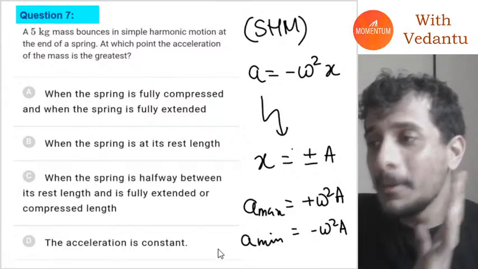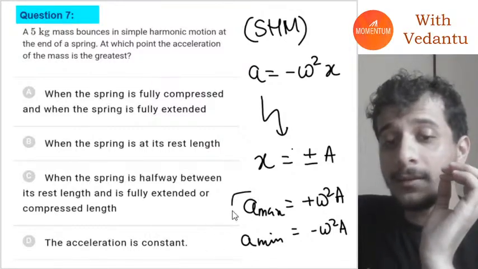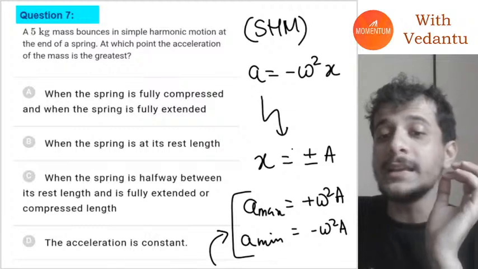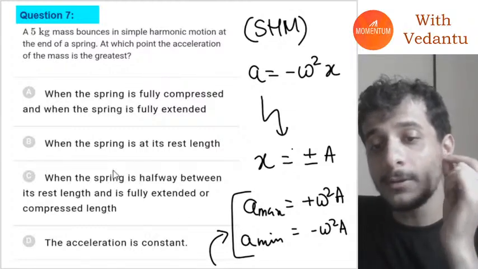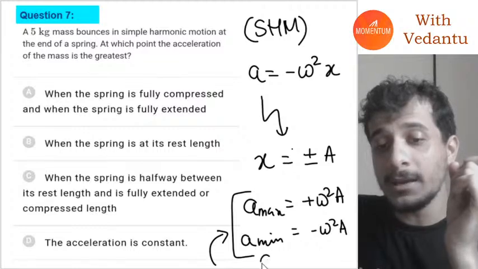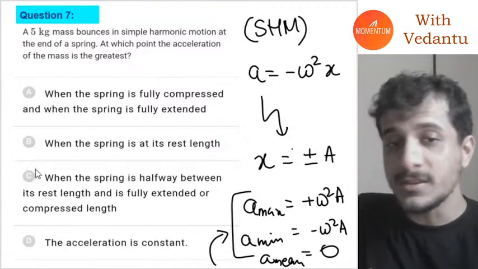If we just talk about the magnitudes, then the maximum acceleration will be there at both the extremes. The magnitude will be maximum at both the extremes. At the mean position, the acceleration will be 0.